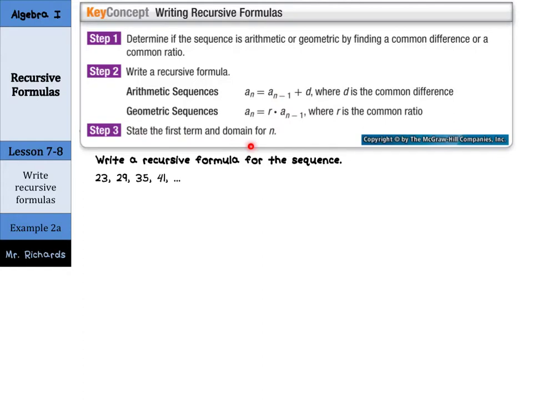Now, 23, 29, 35, 41. Well, let's start by looking to see if there's a common difference. From 23 to 29, I'm adding 6. From 29 to 35, I'm adding 6. And from 35 to 41, I am adding 6. And so we have a common difference of 6, which makes this an arithmetic sequence.